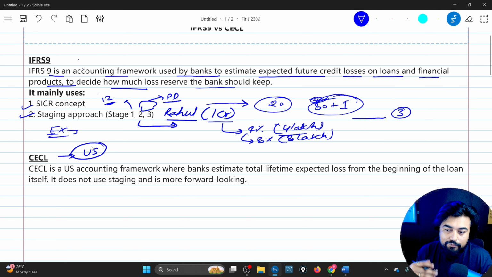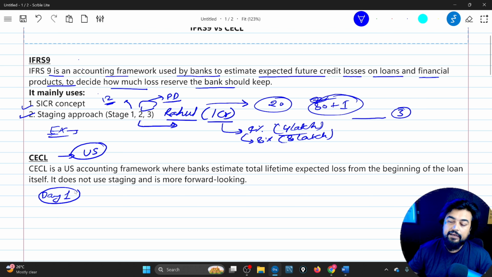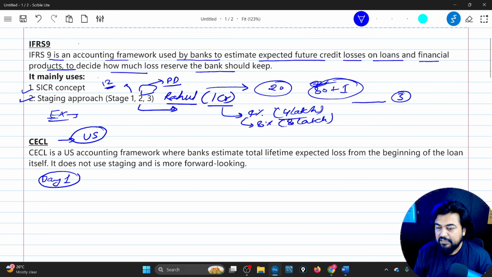So the moment you give a loan, you estimate the total expected lifetime loss on day 1 itself. So there is no concept of stages. In CECL, on day 1 itself, you will calculate the lifetime loss for Rahul. There are no staging concepts involved. So that is the huge difference. That's the biggest difference.